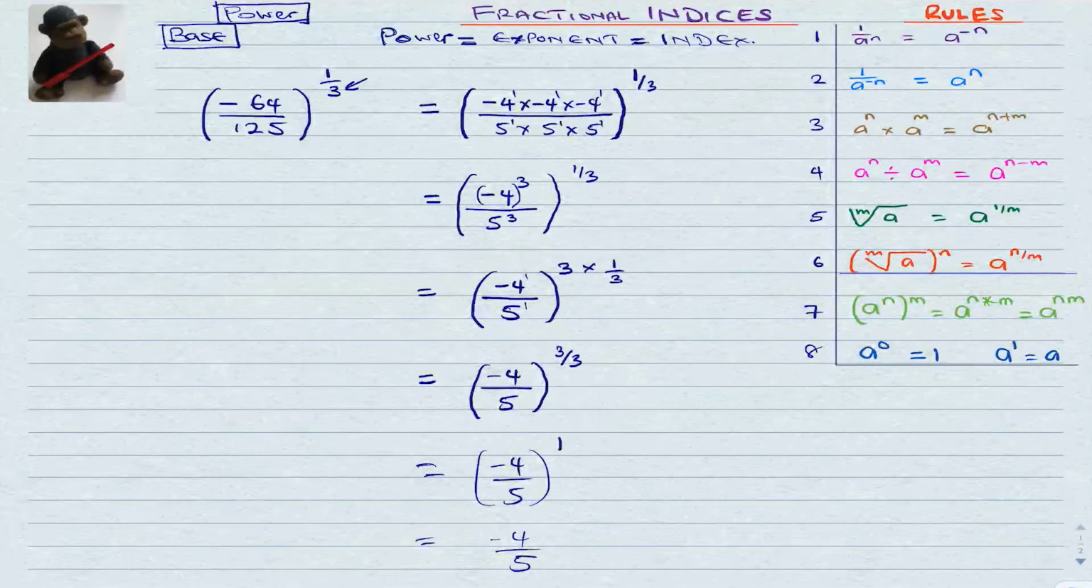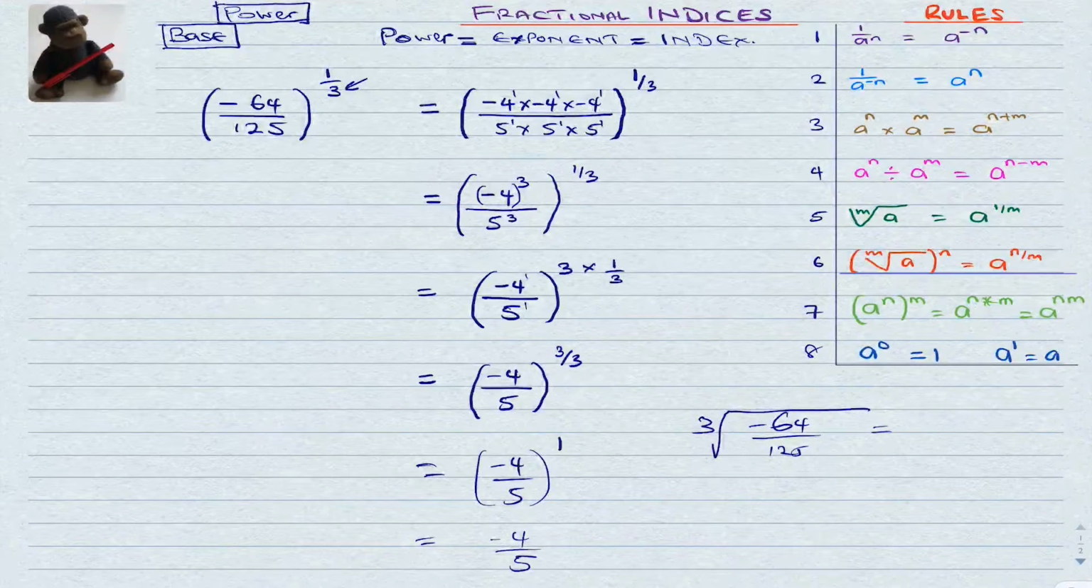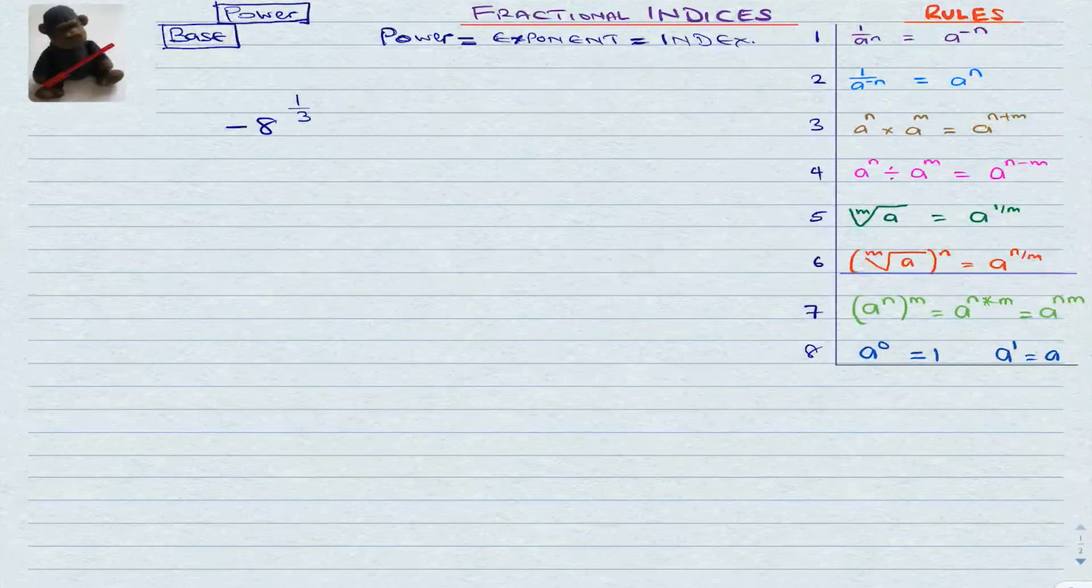Yes, you could do it straight away using rule number 5 by going for minus 64 over 125 cube root, which is minus 4 over 5. Right, that's a simple example.